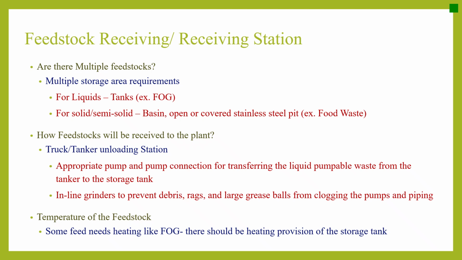And then we have to consider how the feedstock will be received at the plant. Usually a truck or tanker brings the waste to the plant, so we need to have a truck or tanker unloading station. There should be an appropriate pump and pump connection for transferring the liquid from the tanker to the storage tank. Usually it is preferred to have an inline grinder to prevent debris, rags, large grease balls or other larger waste from clogging the pumps and piping. We also have to consider the temperature of the feedstock because some feeds need heating, like FOG. So there should be a heating provision for the storage tank.